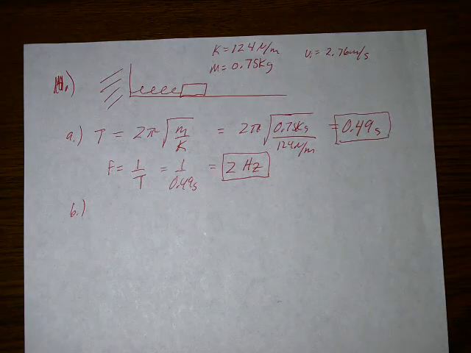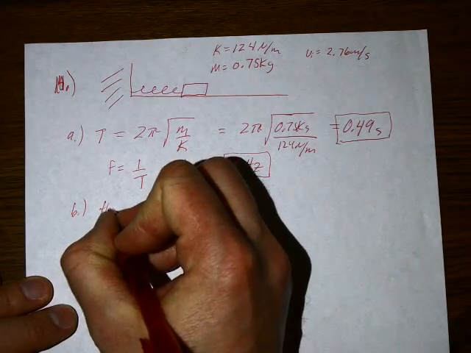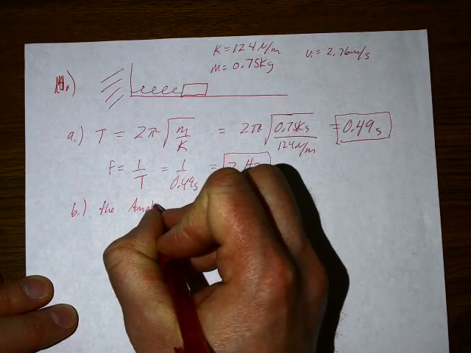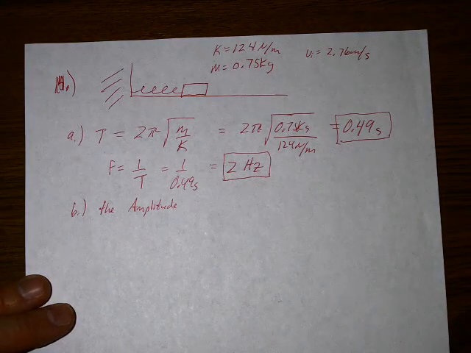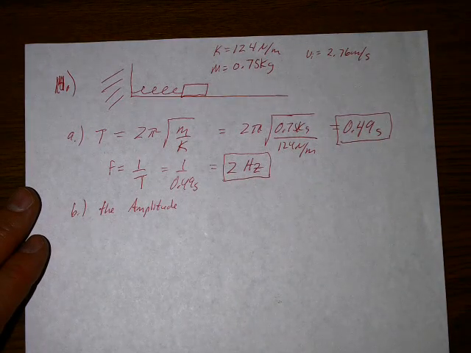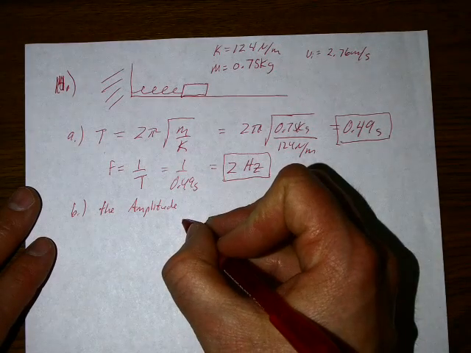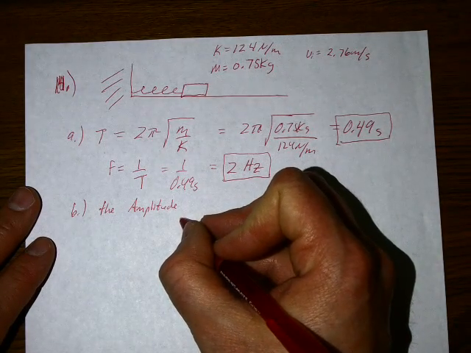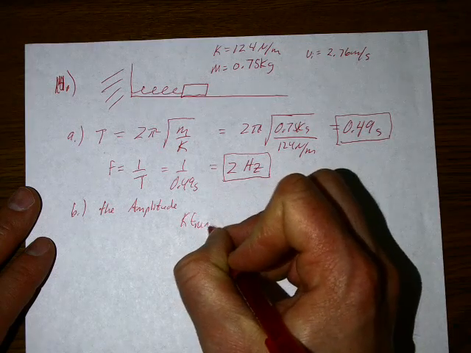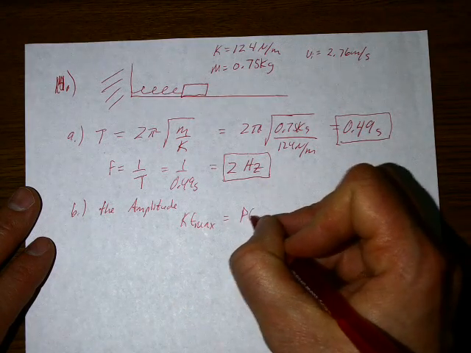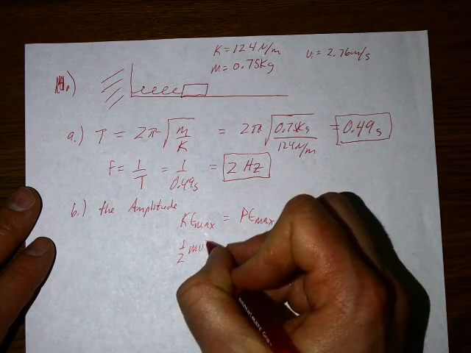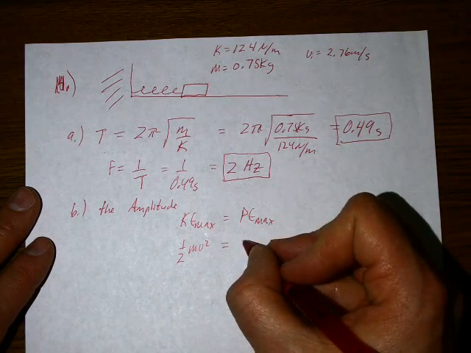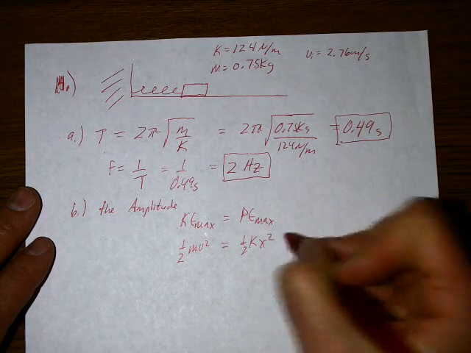Okay, part B then says, what is the amplitude? Now your book will give you a bunch of math with sines and cosines that you can figure out. If you care to go back and do that, you can. I think there's an easier way. The easier way is to do it with energy. And just like that problem on the worksheet said, the maximum kinetic has to be equal to the maximum potential, basically, which means 1/2 mv squared must equal 1/2 kx squared.